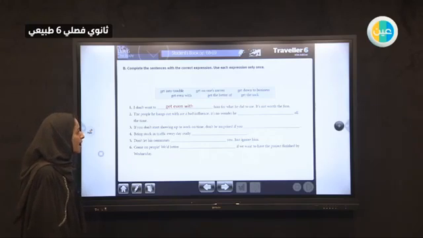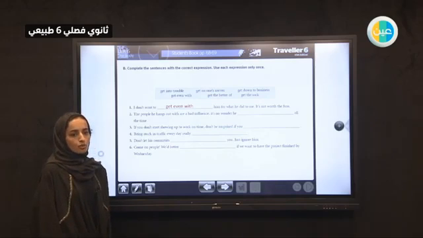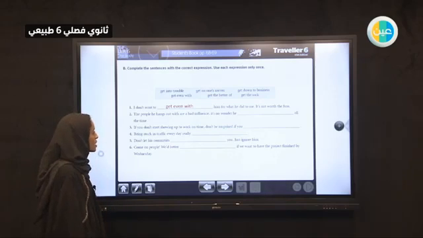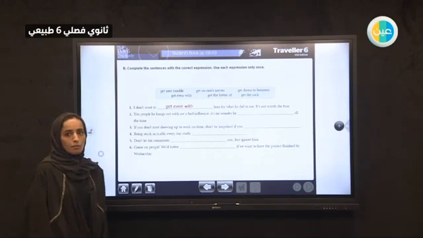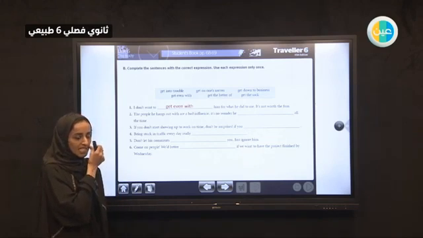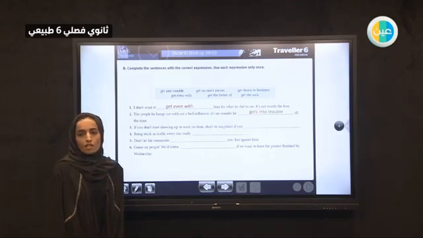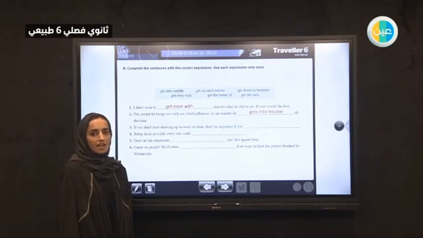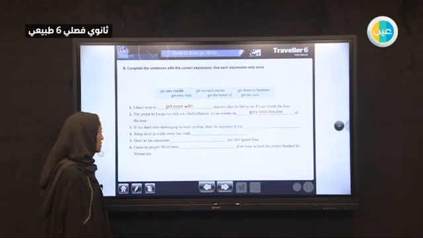"The people he hangs out with are a bad influence," so not good friends. We don't have good friends. "So it is no wonder he ___ all the time." What about the problems that he's getting? We would say here, gets into trouble. So they will have trouble. They will get into trouble because of his peers.